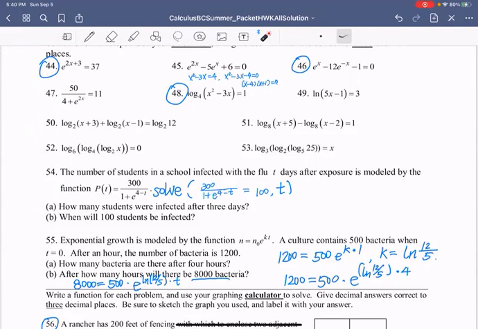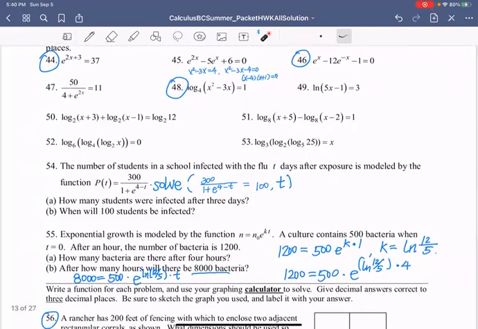Very good, Lindu. You can try number 55.